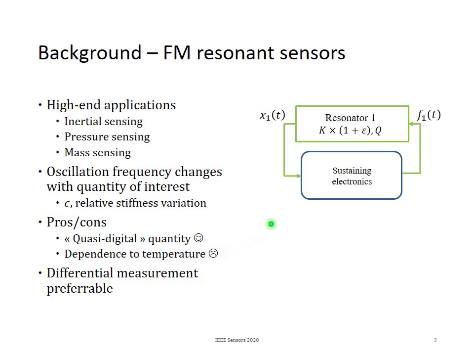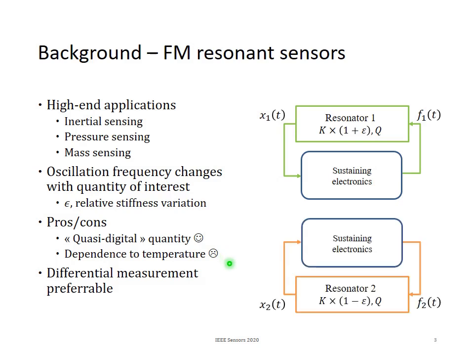A disadvantage of this kind of measurement setup, of course, is that the stiffness of a MEMS resonator is very dependent on temperature, and it is best to use a differential measurement setup where the frequencies of two MEMS oscillators are measured, one which has a positive dependence on epsilon and one which has a negative dependence on epsilon.